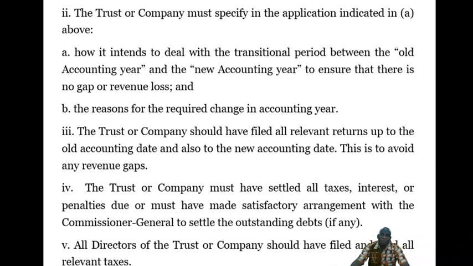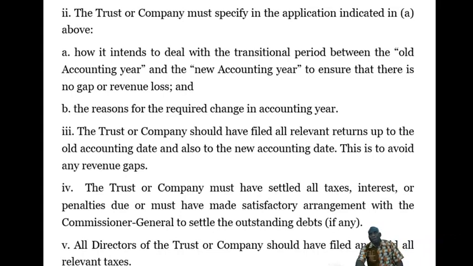Now, number 3, the trust or the company should have filed all relevant returns up to the old accounting date and also the new accounting date, to avoid any revenue gap. So they will require you to make sure you have filed all relevant returns up to the old accounting date and even up to the new accounting date that you want to start. If you are somebody who doesn't like filing returns, you will not even bother to say that you want to change your accounting year.